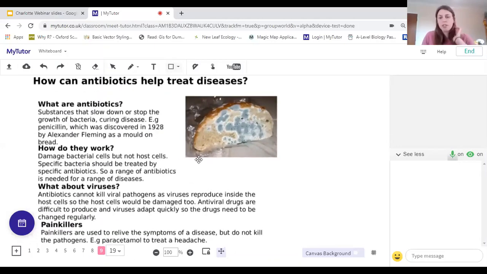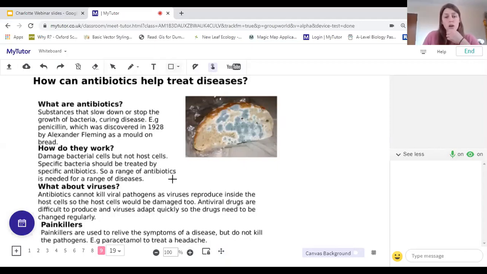How can antibiotics help treat diseases? So antibiotics are substances that slow down or stop the growth of bacteria, curing disease. They work to kill those alien cells in the body. An example is penicillin, which was discovered in 1928 by Alexander Fleming as a mold on bread. So that's what penicillin looks like there, before it's been distilled down to its true form. When you take penicillin, you're not eating mold, but you are eating something that was derived from mold.